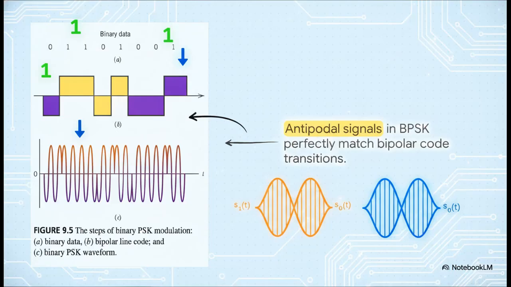Let's look at those steps in action. The top row is our raw data sequence. Right below it, you see the bipolar line code. Notice how a binary 1 is just a positive voltage block, and a 0 is a negative voltage block. When we apply step 3, we get the bottom sequence, the actual BPSK waveform. See how the 180-degree phase shift lines up flawlessly with the transitions in the bipolar code? In BPSK, we are dealing with two signals that are entirely antipodal. They are exact mathematical opposites, which gives the receiver the absolute maximum contrast to tell a 1 from a 0.